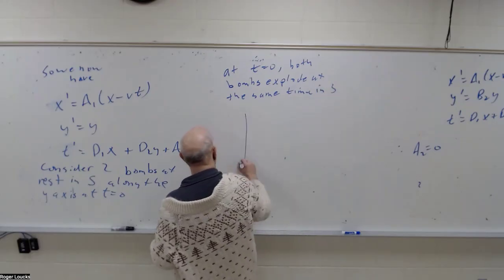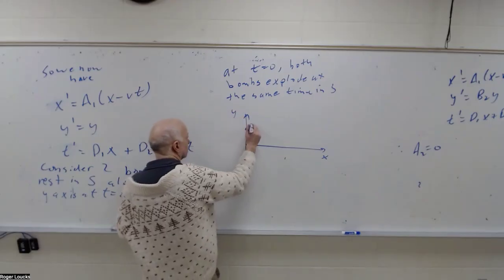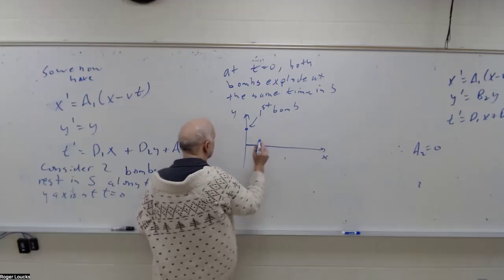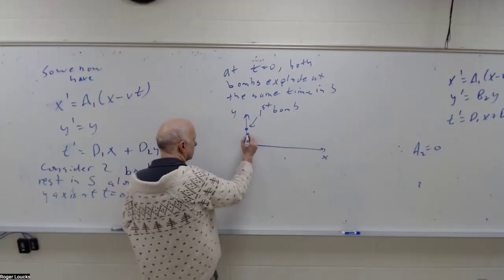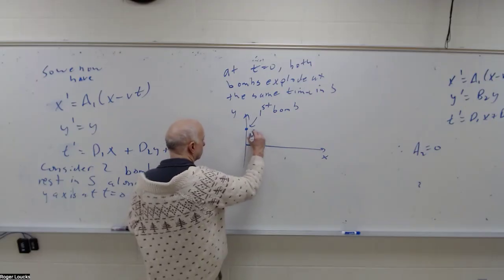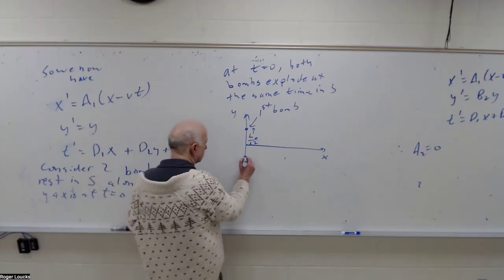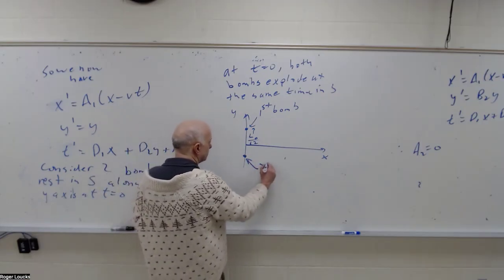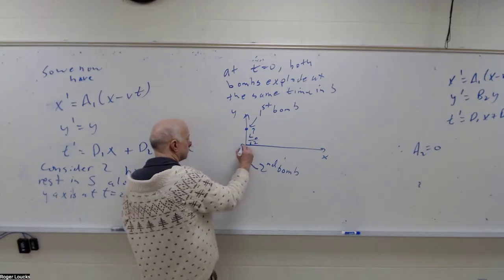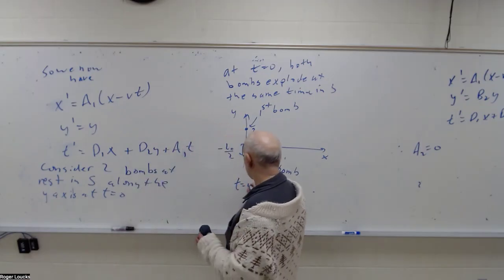So let's draw this out. So here's my first bomb. Let's say that this is L naught over 2. There's another bomb, I'll put this one here. It's an identical bomb. This is minus L naught over 2. This makes this equal 0.